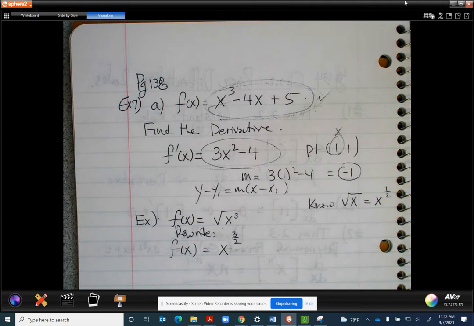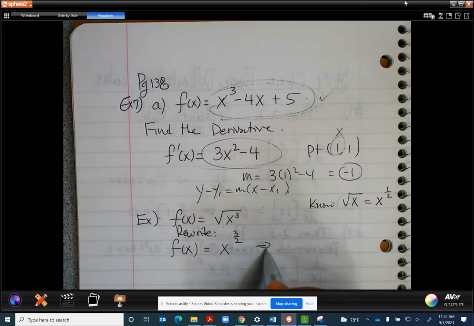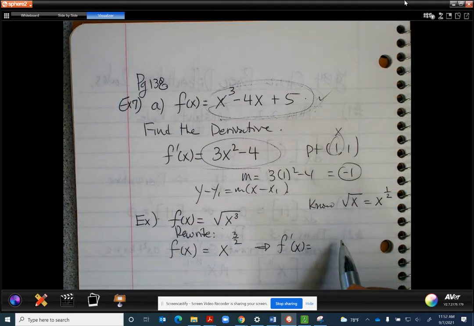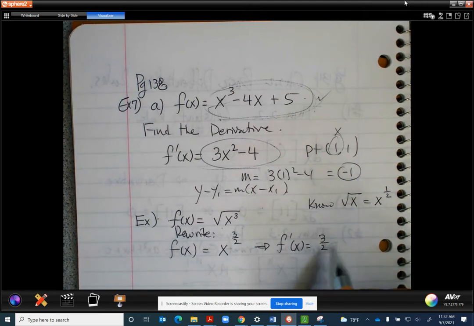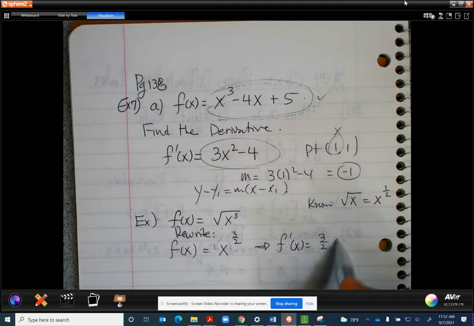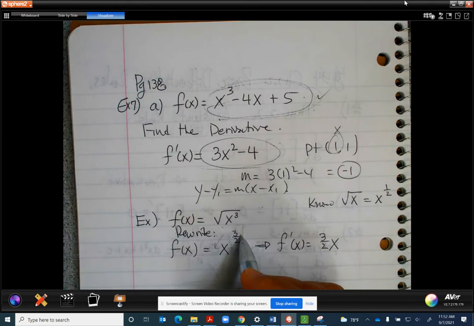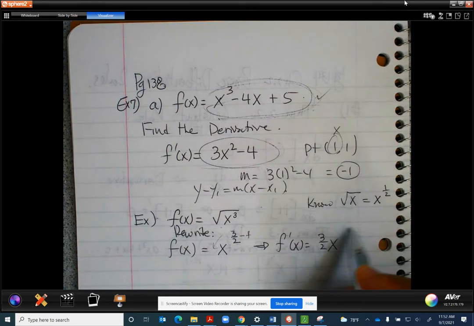Alright, so how do we use the power rule? f prime of x is equal to 3 over 2, you just bring it down, x to the power of 1/2, because it's 3 over 2 minus 1, which is 2 over 2, so this is 1/2.